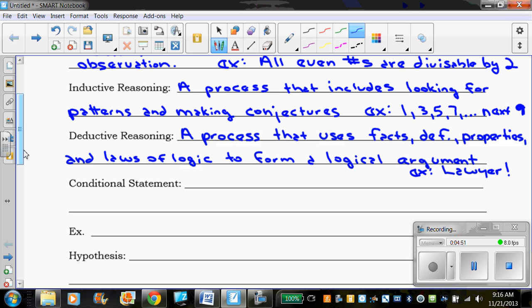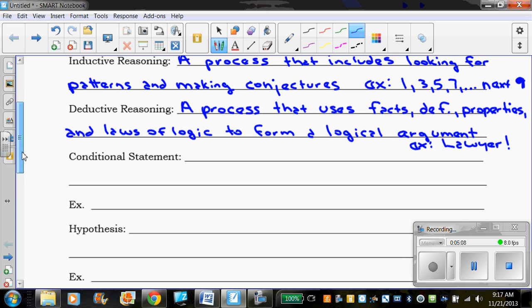So inductive, deductive reasoning. Essentially, inductive reasoning is using patterns to come up with conjectures, and deductive reasoning is where you're using your laws of logic, facts, definition, property to create a series of logical arguments to prove your case.